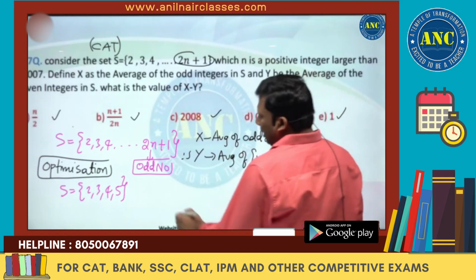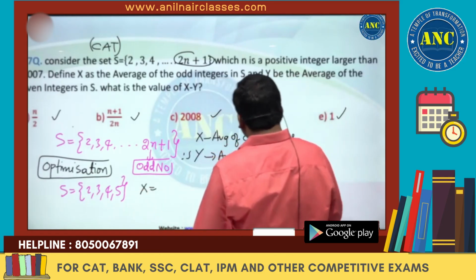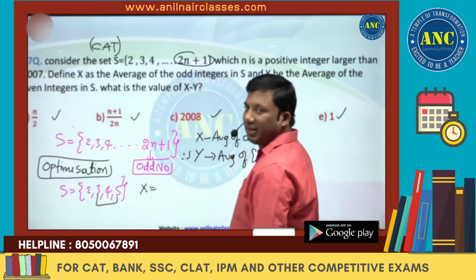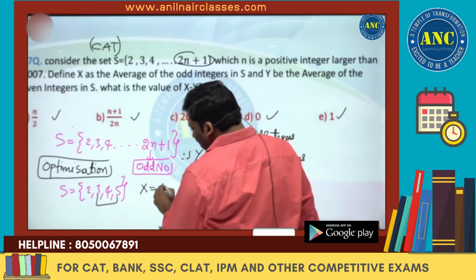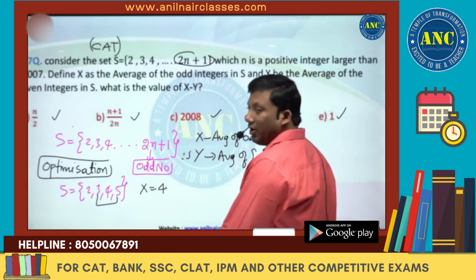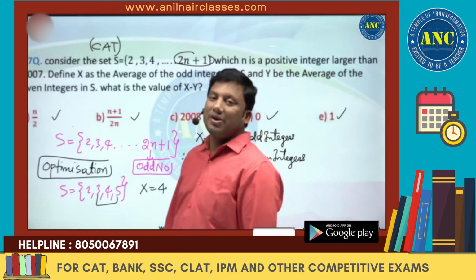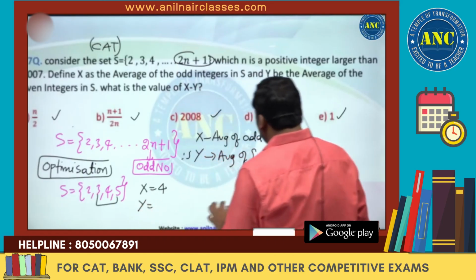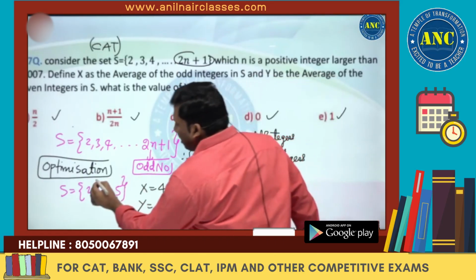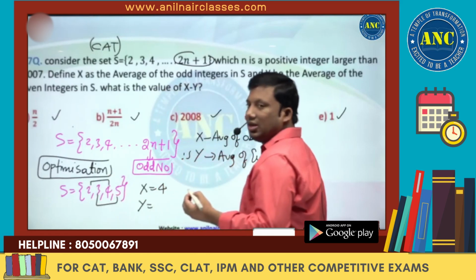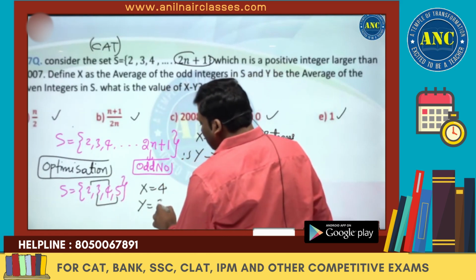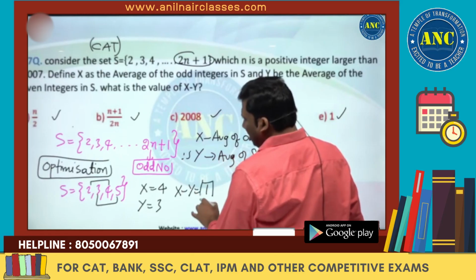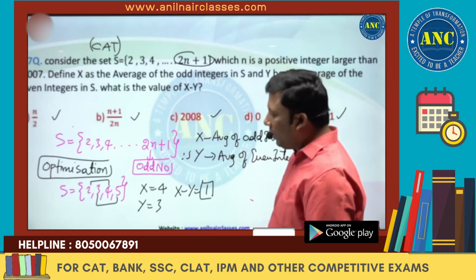an odd number. X is an average of odd integers. Odd integers, it is 3 plus 5, 8. 8 by 2, it is 4. Average is given by sum of the quantities by number of the quantities. Y is, what is y value? Average of even integers. Even integers is 2 plus 4, 6, 6 by 2, 3. So x minus y. What is 4 minus 3? 1. 4 minus 3, 1.